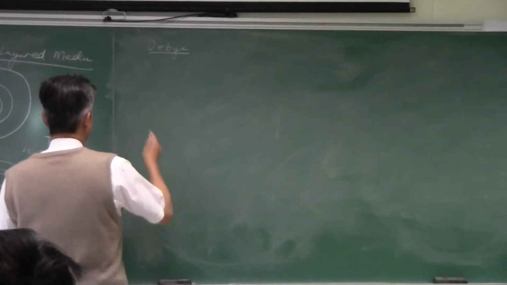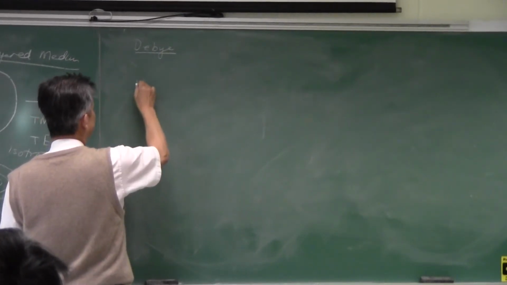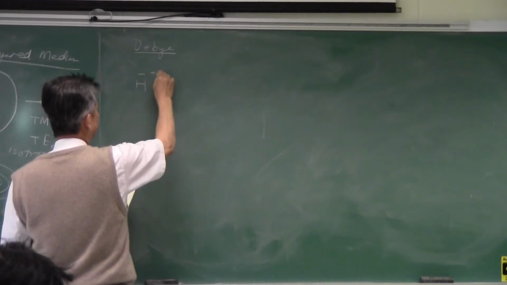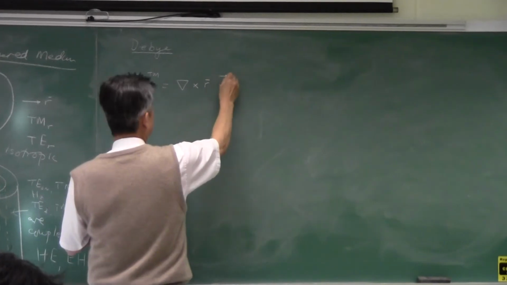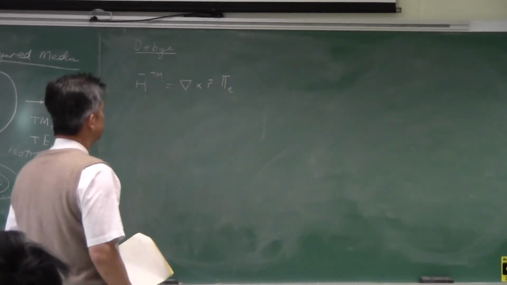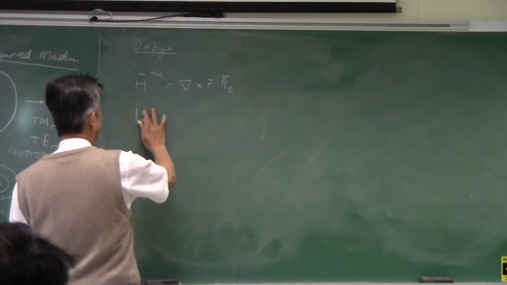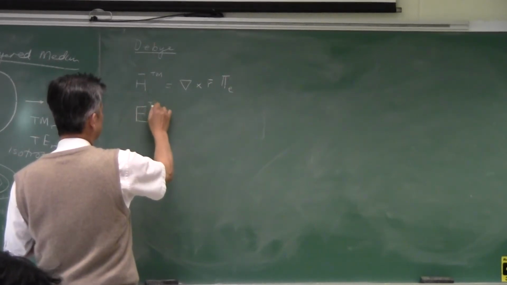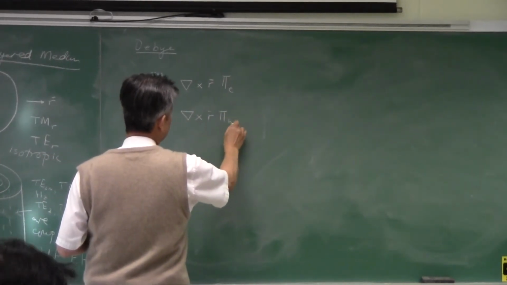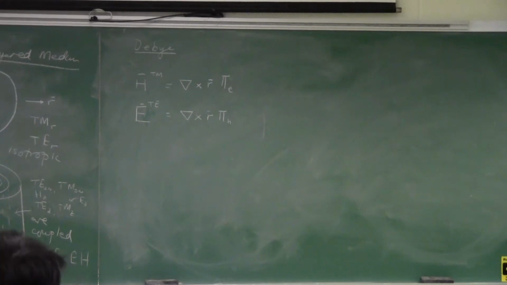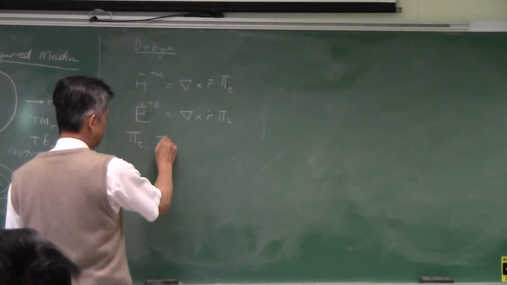But in order to characterize the TM waves, you define them with the H field of this fashion. Okay, and then in order to characterize a TE wave, you define them with a potential of this kind, and pi E and pi H are called the Debye potentials.